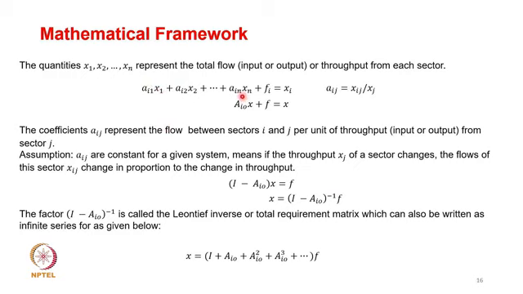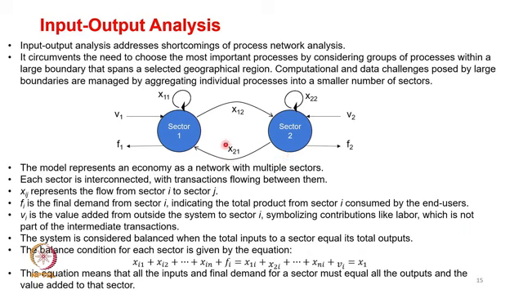All the a's can now be aggregated as a big matrix A, all x1, x2, to xn can be aggregated as a big variable x, and all f1 to fn you can aggregate as an f, where aij is nothing but xij by xj, which represents the flow between i and j per unit throughput from the sector j. So these are nothing but the normalized flow.